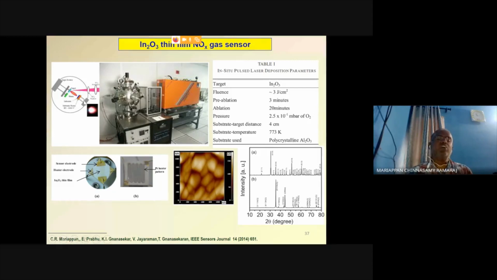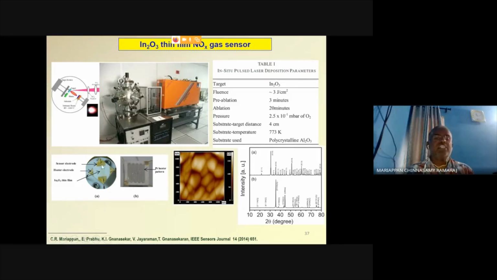So that means the crystal will be grown in situ. That's why we call it the in situ pulsed laser deposition technique. So this will be done here. Once we have the pulse laser heating the target, the plume will be created, and this material will be deposited on the substrate.